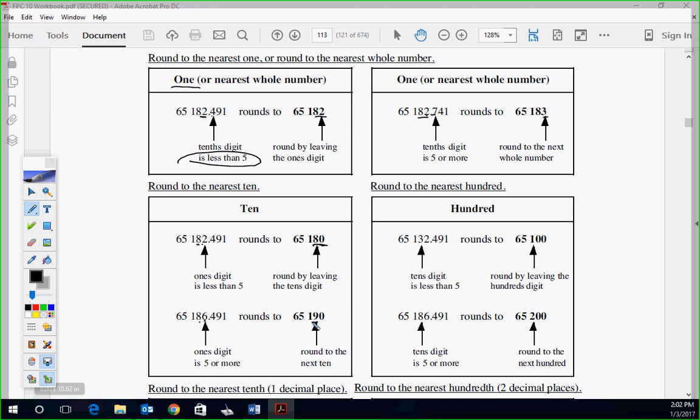Hundreds value. You look at the tens digit, so it's 1, 3, keep the same, so 100. 1, 8, change to a 2. 65, 200.